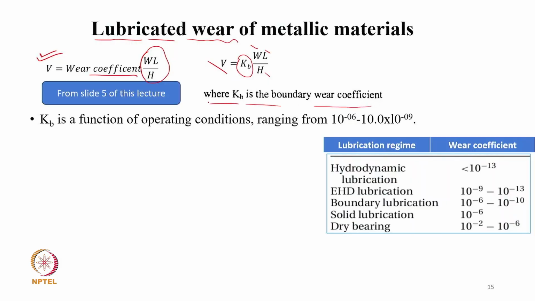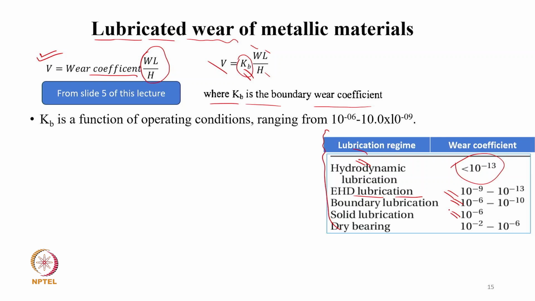Again, here the features are W, L and H and the material. So here, particularly for this partial lubrication, which we call the boundary lubrication case, KB has been kept, and there are already literature data which say that in hydrodynamic lubrication, the wear coefficient will be lesser than 10 to minus 30. In elastohydrodynamic lubrication, the wear coefficient will be lesser than 10 to minus 9. Boundary lubrication, it will be lesser than 10 to minus 6.